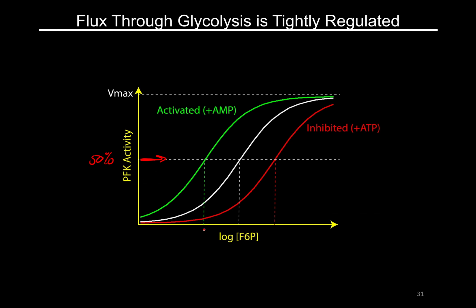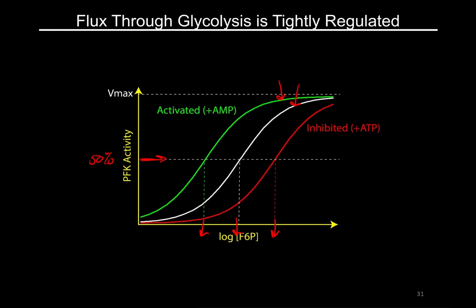So these points right here correspond to basically the dissociation constant. And we know that the larger the dissociation constant, the weaker the binding. The smaller the dissociation constant, the tighter the binding. So the white line represents something that does not have an activator or an inhibitor, the base enzyme activity. Adding the activator, AMP, we see that it still gets to the same Vmax.